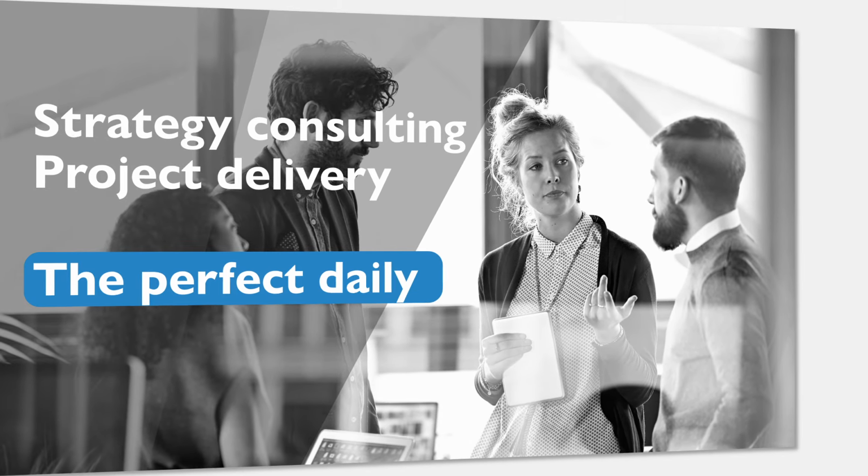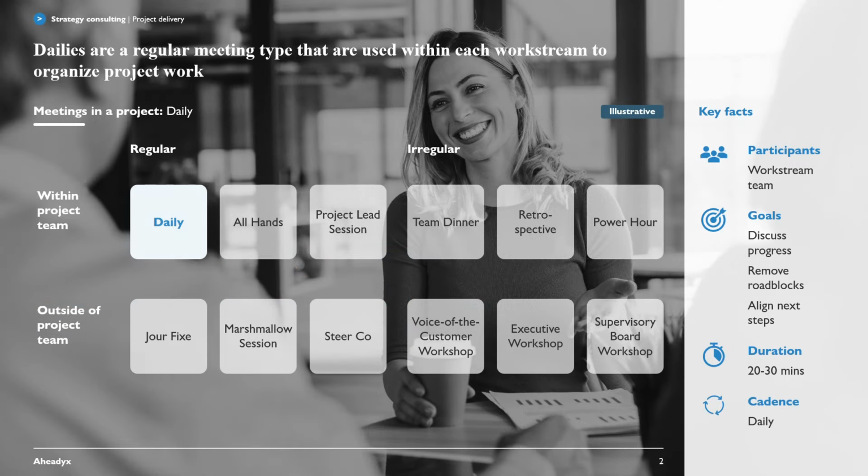Dailies are a regular meeting type that are used within each workstream in the project to organize project work on a daily basis. So as I show here, this is a regular meeting type within the project team. And as participants, you usually have the workstream team that is usually something like 2 to 3 people. The goal of the meeting is to discuss progress, remove any roadblocks, and align on the next steps. It usually takes 20 to 30 minutes. You have that every day, as the name suggests.